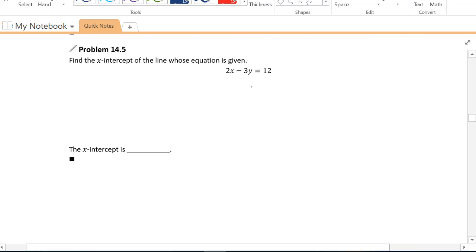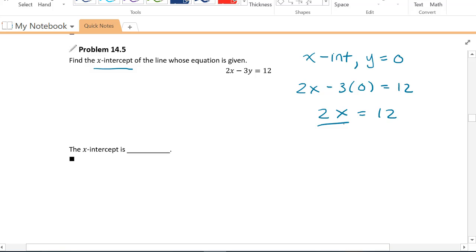Here we're asked to find the x-intercept. How do we find the x-intercept? You make the opposite one 0. That means we're going to make y 0. Then we just plug it into the equation. So we have 2x minus 3 times 0 equals 12. 3 times 0 is 0, so that just gives us 2x equals 12. Divide both sides by 2. So x is equal to 6.